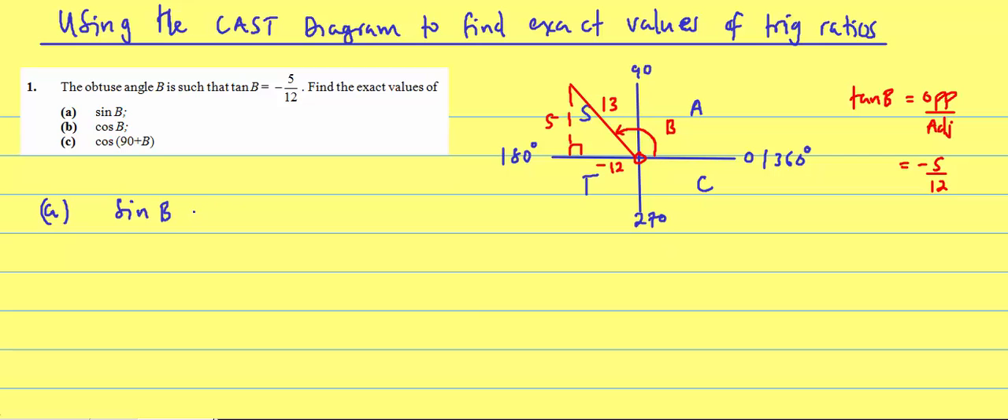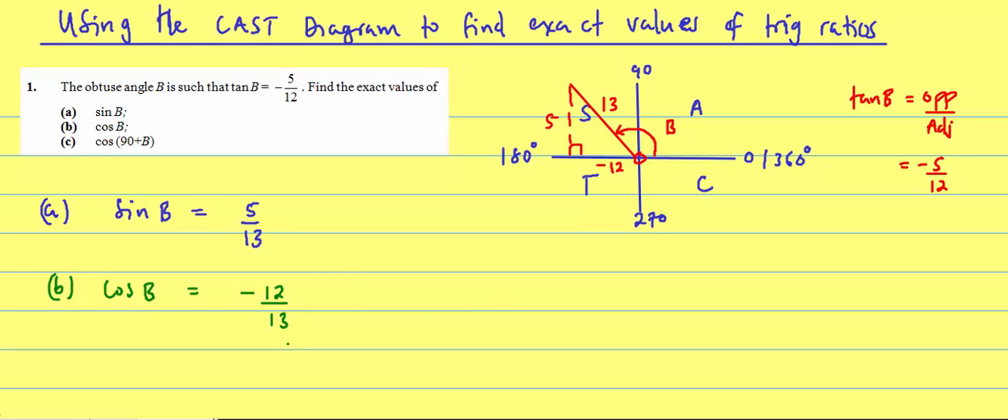So sine B is going to be equal to, using SOHCAHTOA, the opposite side, which is 5, divided by the hypotenuse, which is 13. And you can see that sine is positive in this quadrant, so that is how you would find sine B. So moving on to the second one, let me use a different colored pen. We're looking for cos B. Cos B, using the same argument, is going to be the adjacent side, which is minus 12, divided by the hypotenuse, which is 13.